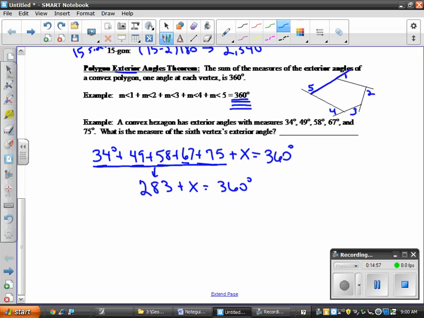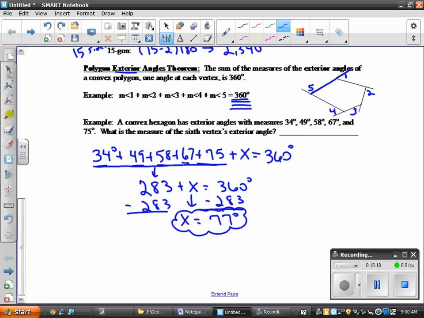We take that 360 and subtract that 283 from both sides. Let's see, so 283 minus 283. So we have x is equal to 77 degrees. So that last angle in that hexagon is 77 degrees.